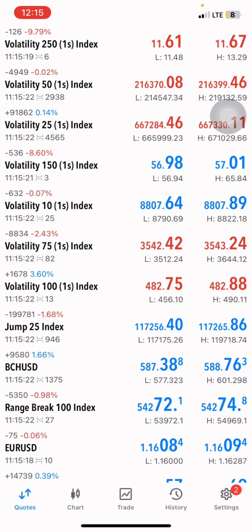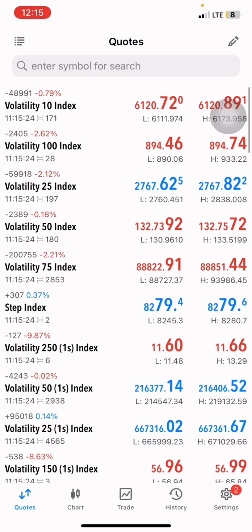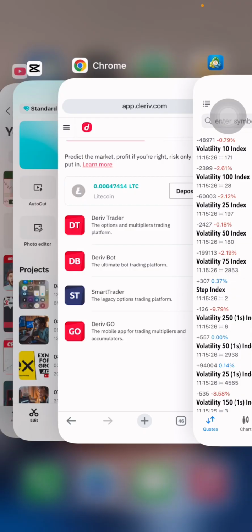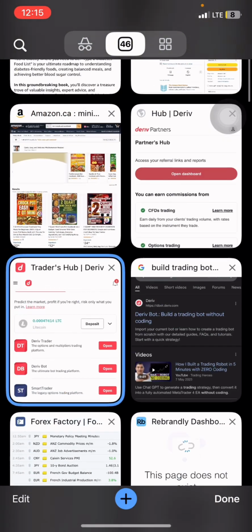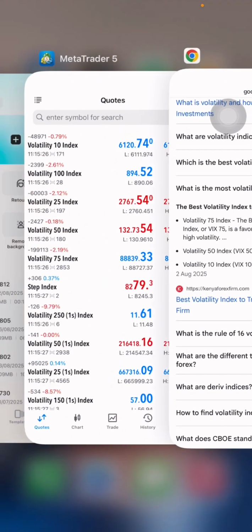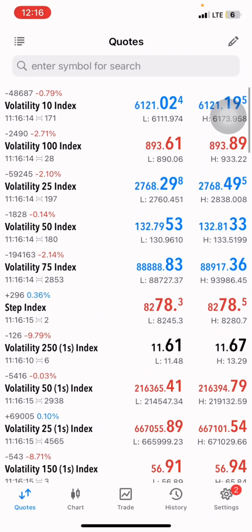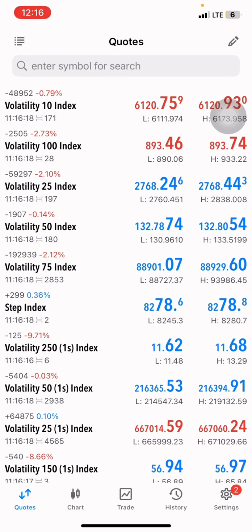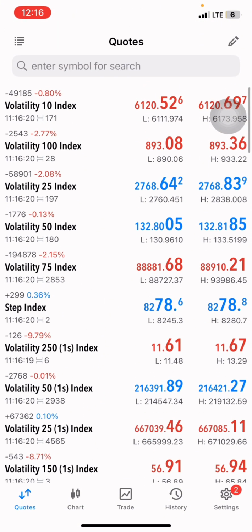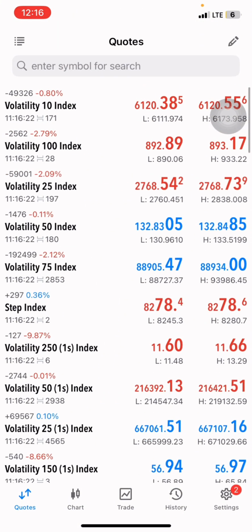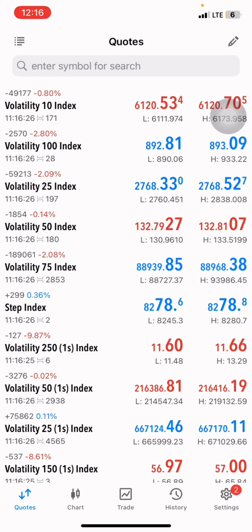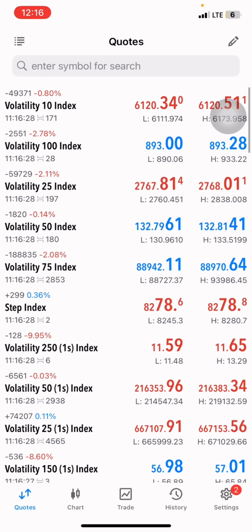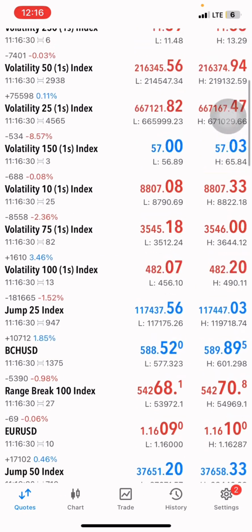So now let's go further into these volatility indices. There are different types of volatility indices: volatility 10, volatility 25, 50, volatility 75, volatility 100. Look at them on the screen. You can see that the numbers are progressing from 10 all the way to 100. In fact, there's volatility 250.